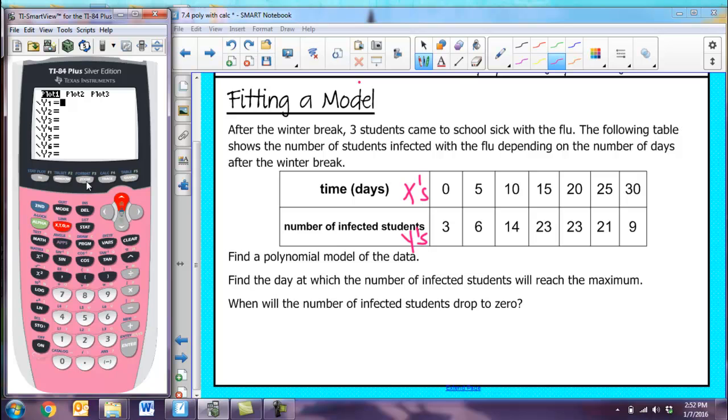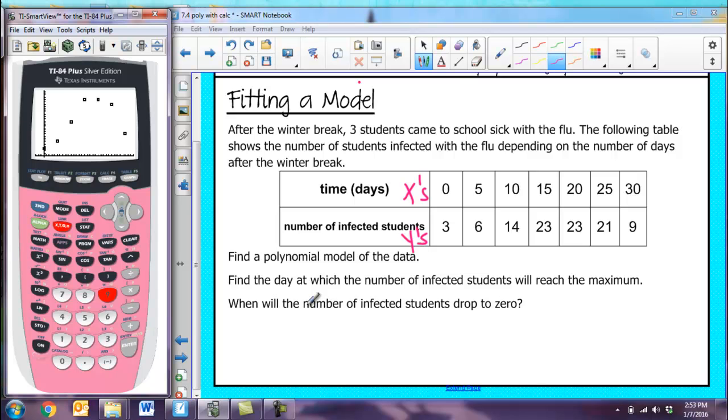And then the easiest thing to do when you're worried about your window, you can look and try to find your highest and lowest values, but there's a nice function on the zoom menu. Zoom stat number 9. So if I do zoom stat, it's going to zoom my data to look nice, just like this one.